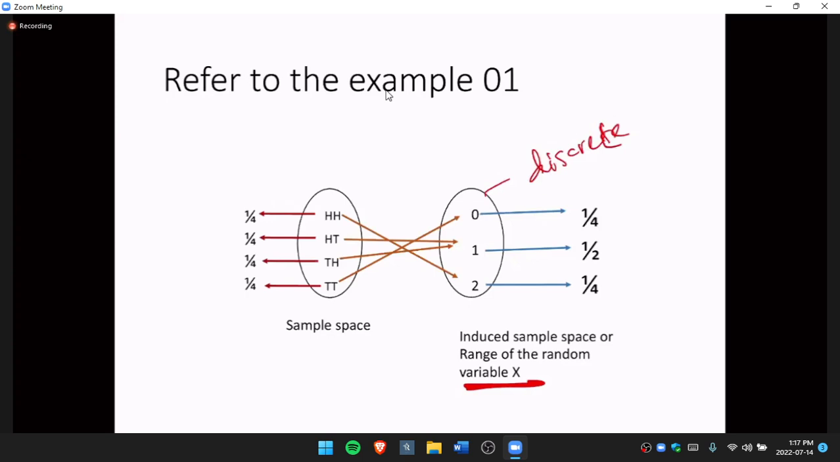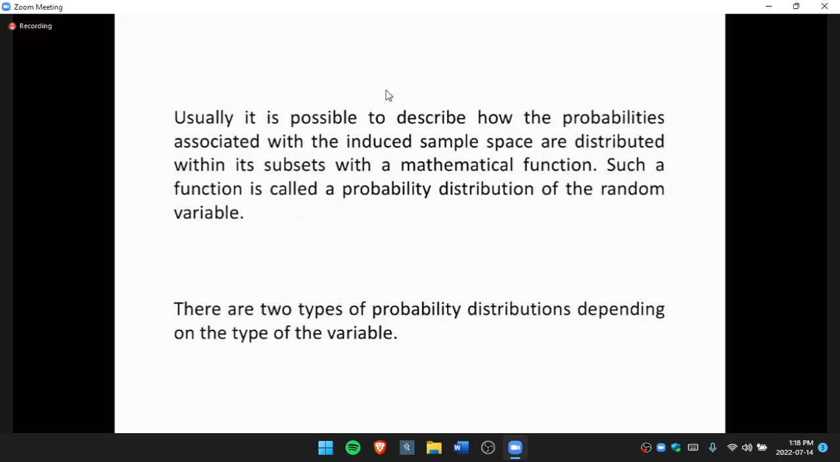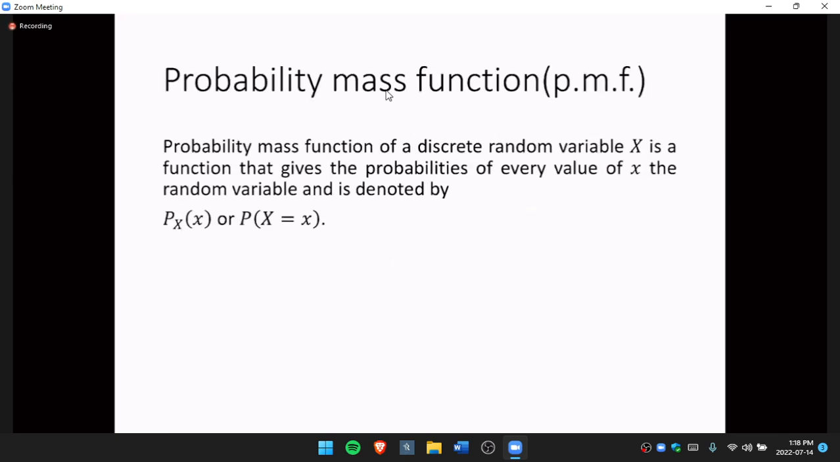So far, do you have any questions regarding random variables and probability? Random variables or induced sample space, how to get the induced sample space for an experiment? Actually, last week also we discussed these things, right? So if you have any question, please ask me. Otherwise, we can start the next topic, probability mass function.